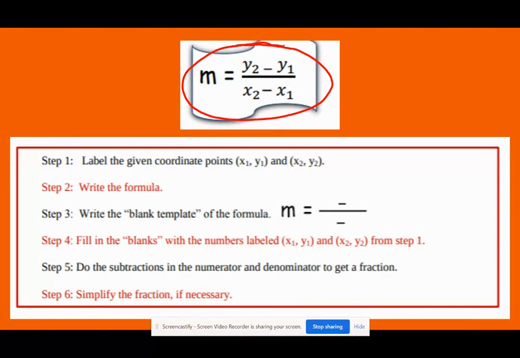So step 1 is you just label your coordinates x1, y1, and then your second coordinate x2, y2. You write the formula out, m equals y2 minus y1 over x2 minus x1. You fill in the blanks, and then you do the subtractions, and you simplify using the ABC button if necessary. So we're going to go ahead and do an example.